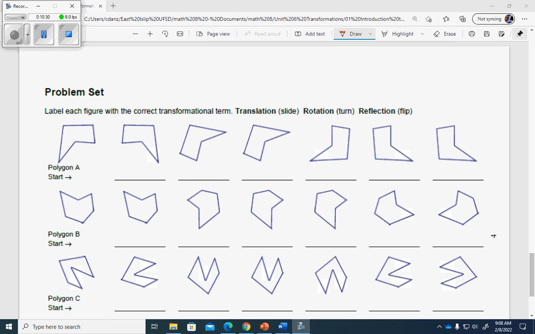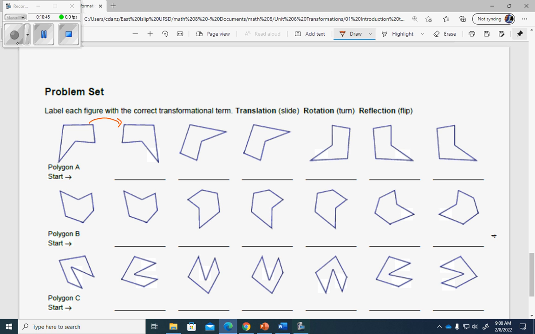So you do not have to do this problem set for homework. I want you to work on the Delta Math, but I'm just going to do this first row with you just to make sure we understand our transformations. So if this is our beginning polygon, and it became that, it looks like a reverse image, so this is a reflection. Then from here to here, it looks like it turned, so it's a rotation. From here to here, it's facing the exact same way, it just slid over. It's a translation.